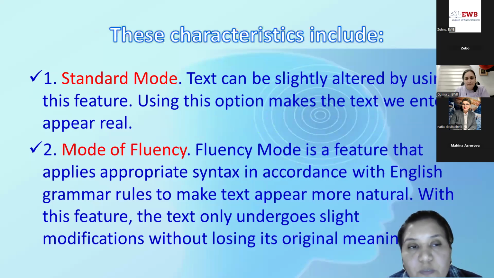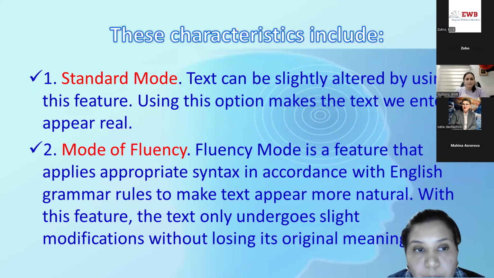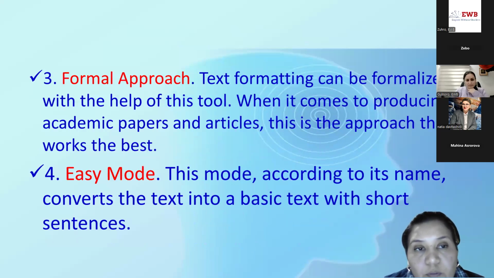First of all, working with Quillbot, in standard mode, text can be slightly altered by using this feature. Using this option makes the text we enter appear real. Fluency mode can also help improve the fluency of students. Fluency is important. And also the formal approach: text can be formalized with the help of this tool. When it comes to producing academic papers or articles, it's important to write or create sentences in a formal style.